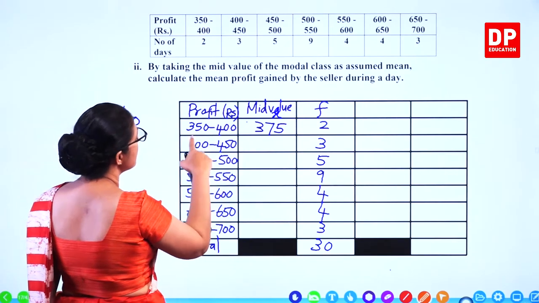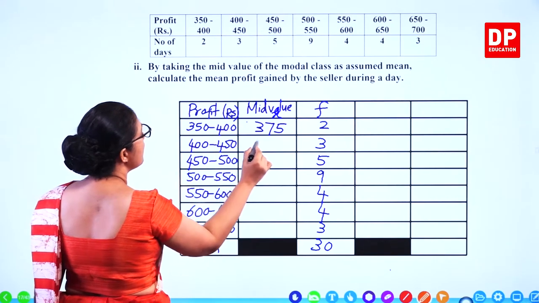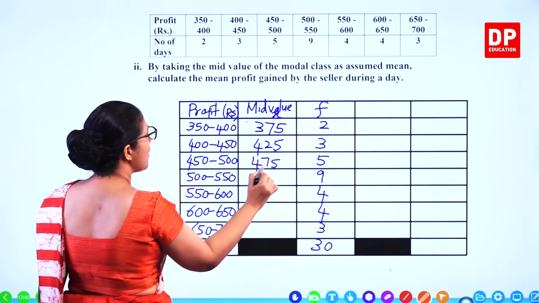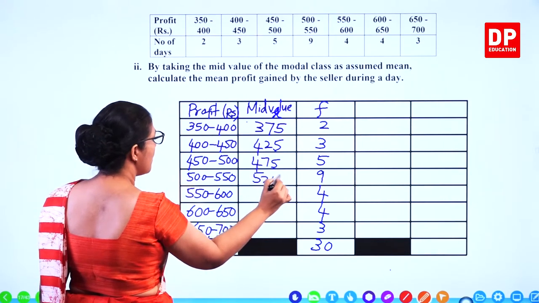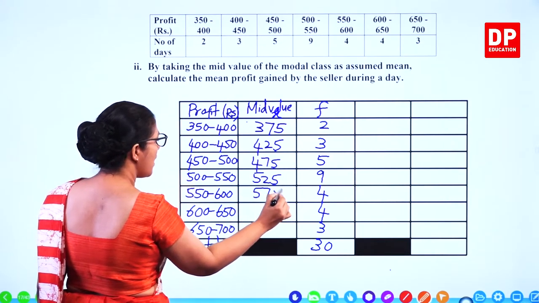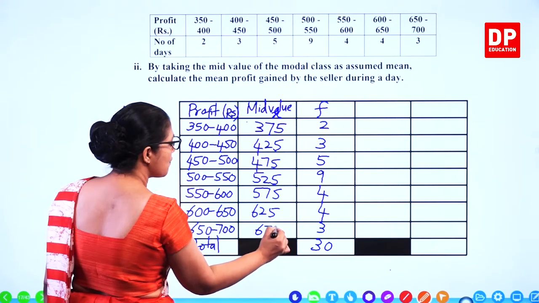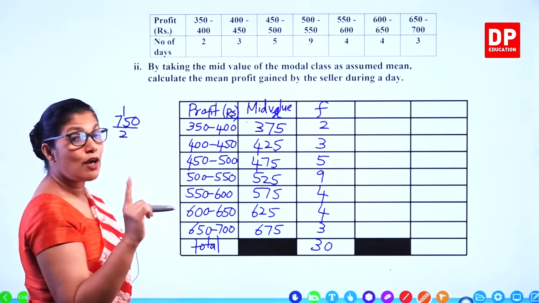So adding 25, 425, 475, 525, 575, and 625, and 675. Now you have to find out the deviation.